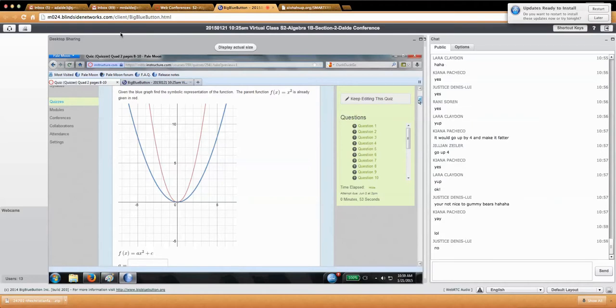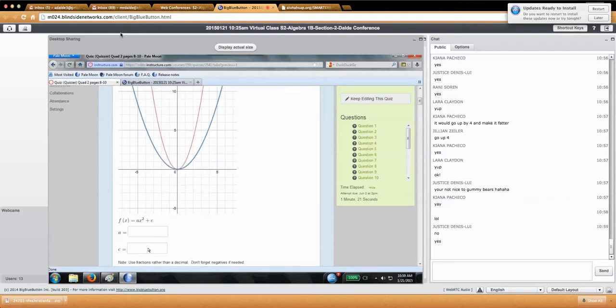Yes, you're absolutely right. We're not going to have a number for C. The reason is that the number for C, this number added over here, will move my parabola up or down. But the blue graph is exactly at the same height as the red graph, so I don't want to move this parabola up or down. So I can tell you right now that the answer for C is going to be 0. Does that make sense?